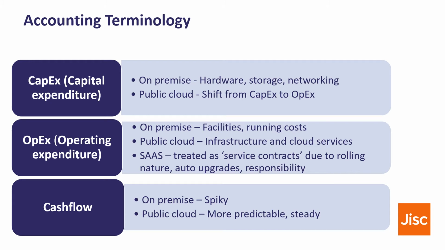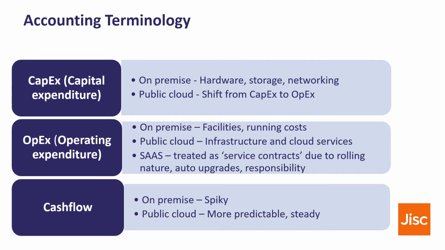So OpEx, this is operating expenditure. On-premise, it's the facilities costs and the general running costs. In public cloud, it's everything. The infrastructure and the cloud services, because it's on a consumption basis, you're paying month by month based on what you've used. And also SaaS, software as a service, this is operating expenditure.